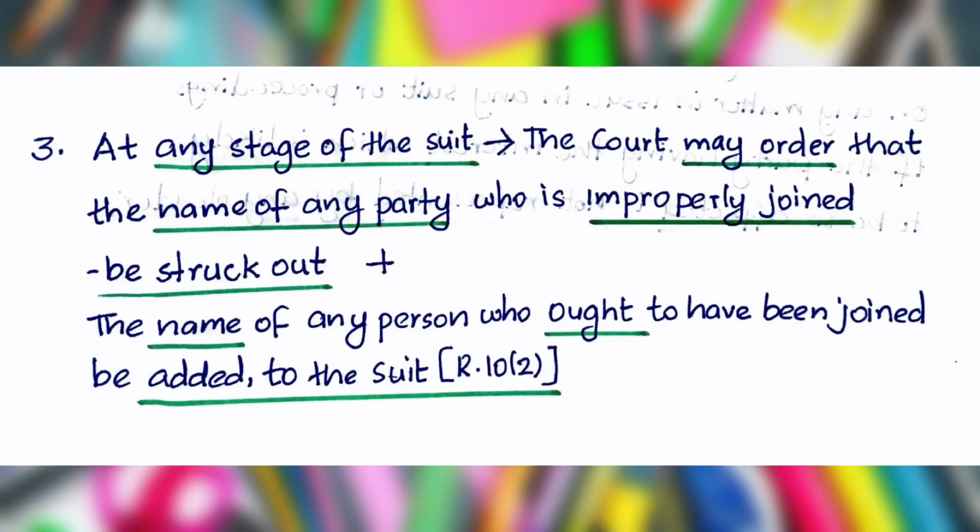Number 3. At any stage of the suit, the court may order that the name of any party who is improperly joined be struck out and the name of any person who ought to have been joined be added to the suit. This has been provided under Rule 10, Sub-Rule 2.